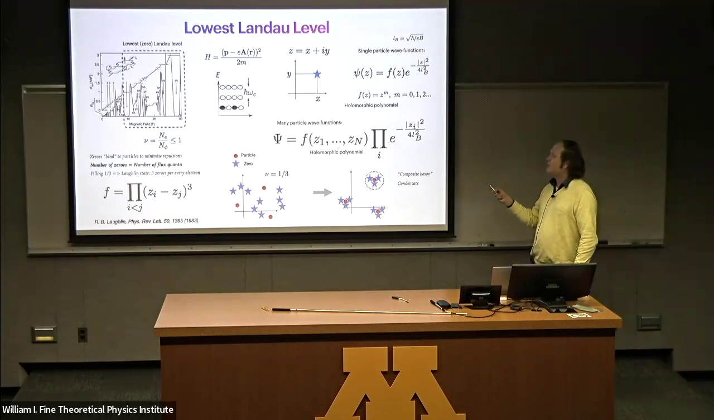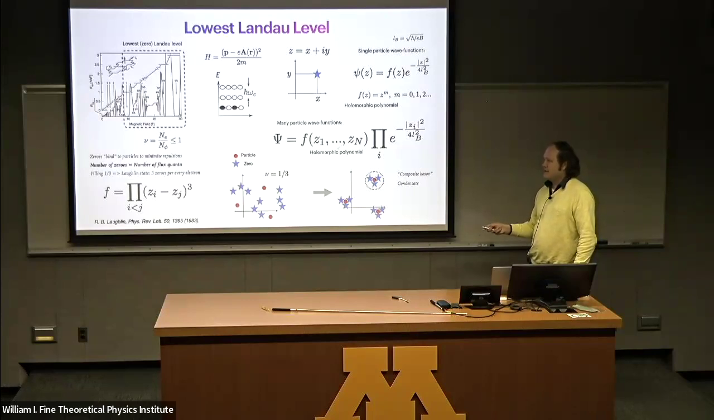So you have a holomorphic part, and all the non-holomorphic part is encoded in this exponential. And so the many body wave functions you can view essentially as a kind of holomorphic polynomial of n coordinates times this product of exponentials for all the electrons.